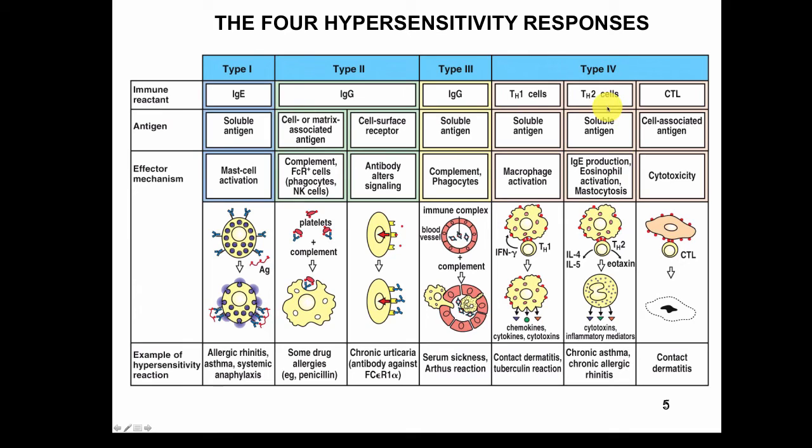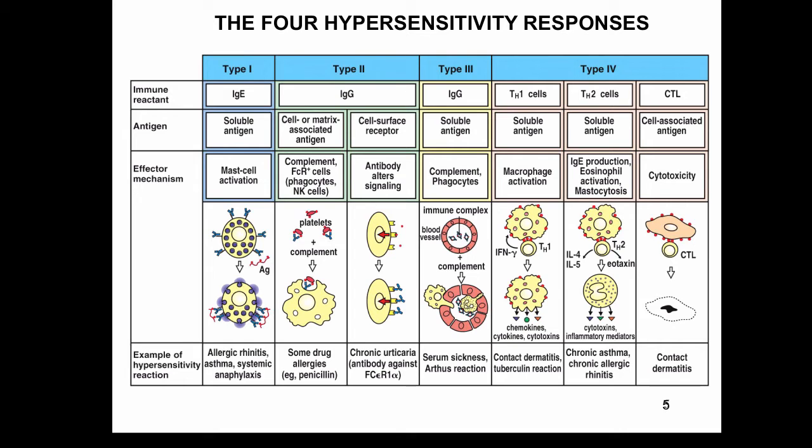Type 4 hypersensitivity responses, unlike type 1, 2, and 3, involve T cells as the critical cell that causes the immune pathology. So anything that has to do with a T cell effector immune response causing tissue damage would be classified as a type 4 hypersensitivity response. And there can be a variety of examples of type 4 hypersensitivity responses, some of them that you're familiar with, including contact dermatitis. So if you have a nickel allergy or poison ivy, that would be an example of a type 4 hypersensitivity response.